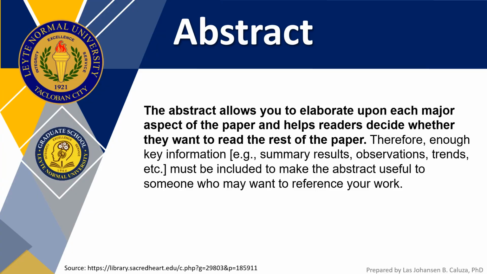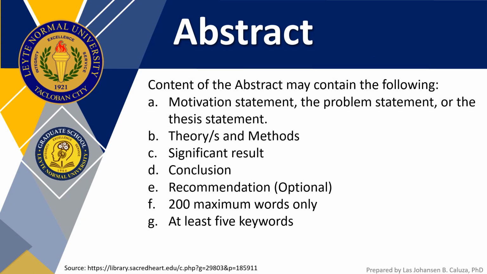The abstract allows you to elaborate upon each major aspect of the paper and helps readers decide whether they want to read the rest of the paper. Therefore, enough key information such as summarized results, observations, trends, among others, must be included to make the abstract useful to someone who may want to reference your work. Always remember that the window to your research is your abstract, and therefore it should provide a concise summary of the entire paper. And later on, we will talk about the parts of writing paragraphs.